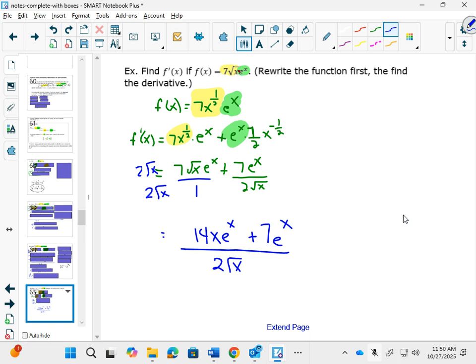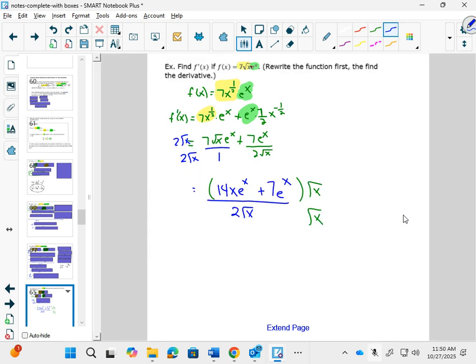They might do that. They might also say, oh, do you remember in grade 11 you weren't allowed to have square roots on the bottom? How would I get rid of that square root on the bottom? I'd have to multiply the top by the square root of x and the bottom by the square root of x. What would I get? Well, then I would get 14x square root of x e to the x plus 7 square root of x e to the x, over 2x. That might be the answer in the multiple choice.